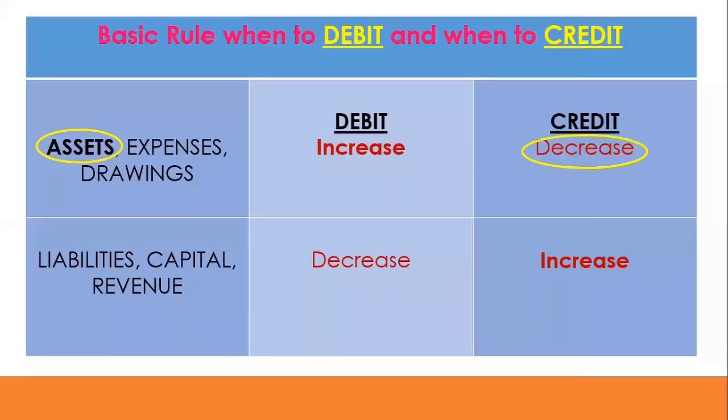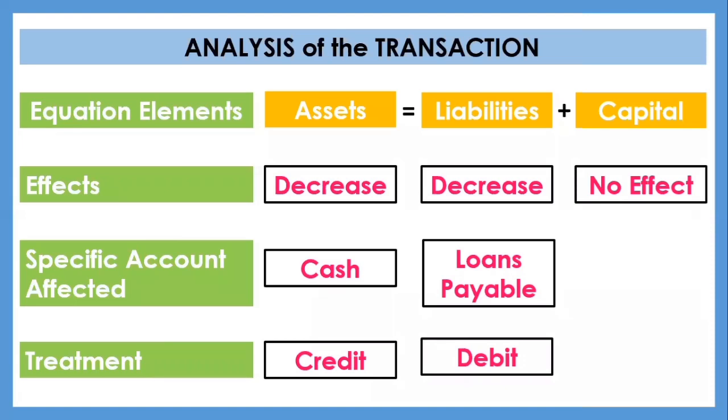Now, as you can see on the basic rule, when to debit and when to credit tabulation, since cash is an asset and our asset decreased, that means we need to credit our asset cash. On the other hand, since loans payable is a liability, and since our liability decreased because we already made a payment of a portion of our total loan, that means we need to debit our liability loans payable. Okay, so this is how our finalized tabulation looks like.